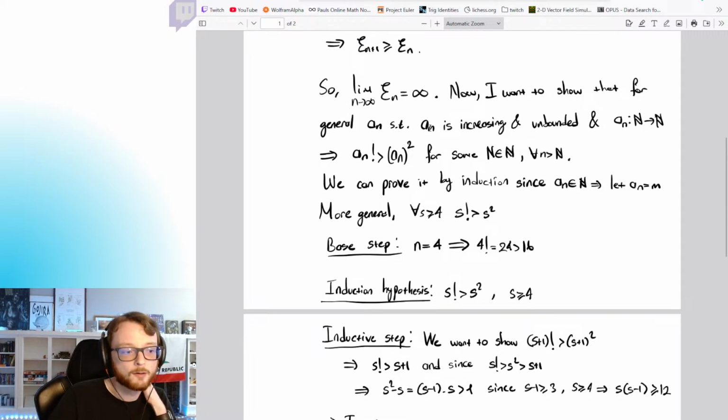Discriminant? Yeah, like in the quadratic formula. So the limit of the function is infinity. You want to show for a general a sub n such that a sub n is increasing and unbounded, and a sub n maps natural numbers to natural numbers, a sub n factorial is greater than a sub n squared after some cutoff point.